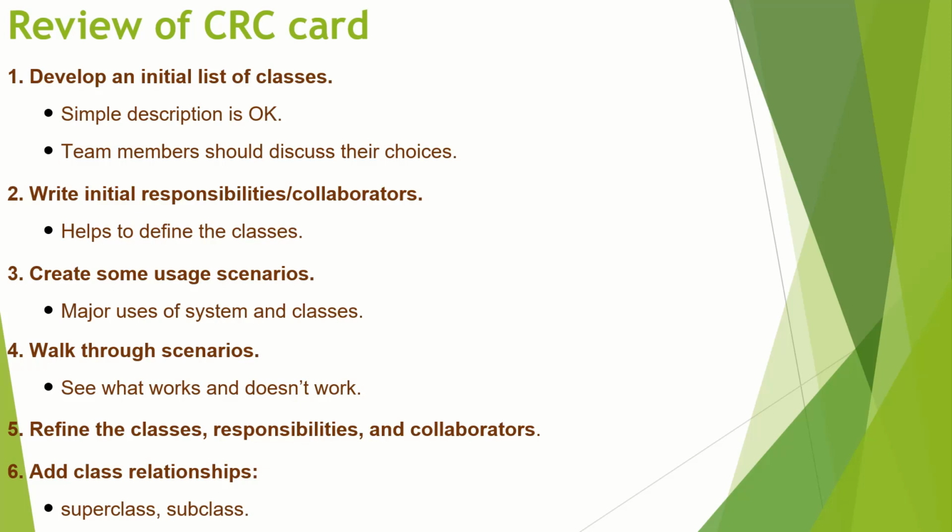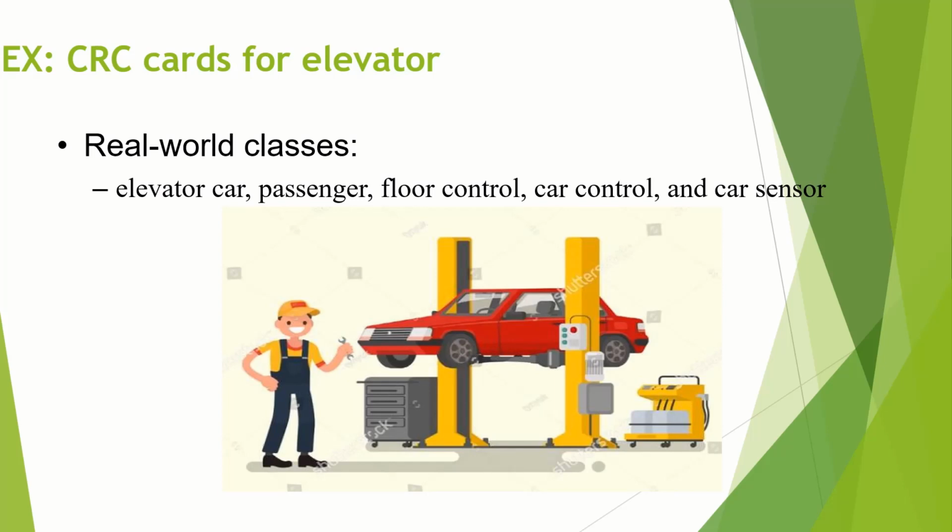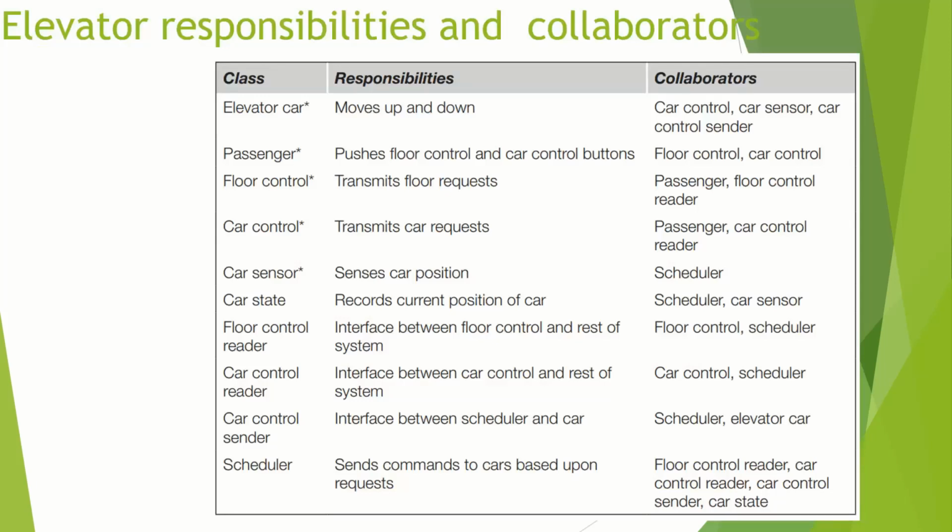Let us perform the CRC card analysis for the car elevator system. A car elevator is a device which mechanically lifts a car up, for which we have the real-world classes: elevator car, passenger, floor control, and car sensor. The architecture classes are car state, floor control reader, car control sender, and scheduler. For each class, we need an initial set of responsibilities and collaborators. The CRC card for the car elevator is shown. You can see it consists of the classes, the responsibilities of each class, and its collaborators.